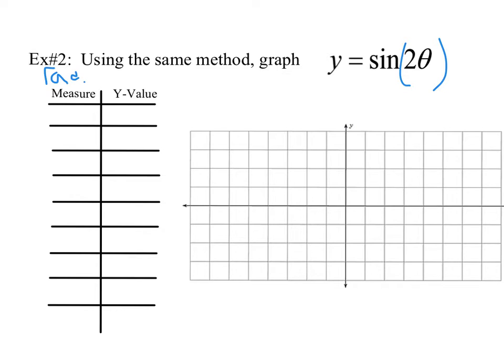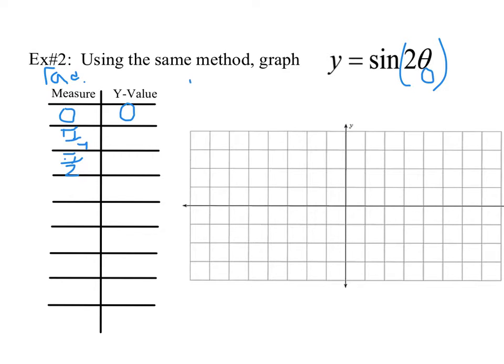And I'm going to start with the same things like 0, and let's do pi over 4, and let's do pi over 2 and see how this works. So now if I substitute a 0 in here, I still do not have a difficult thing to do. It's the sine of 2 times 0. 2 times 0 is 0. The sine of 0 is 0. Done. Unit circle.